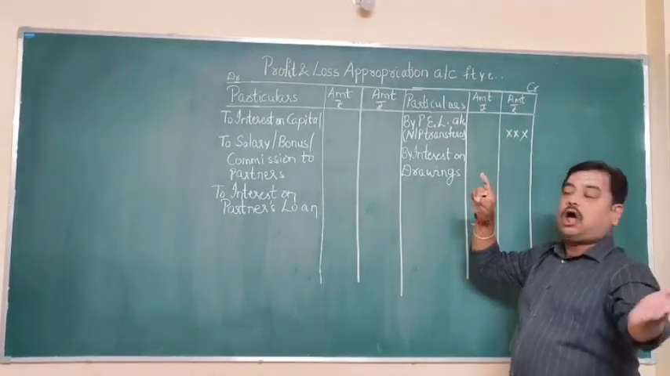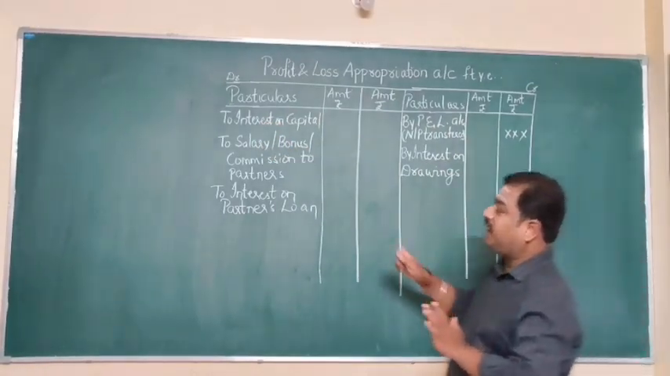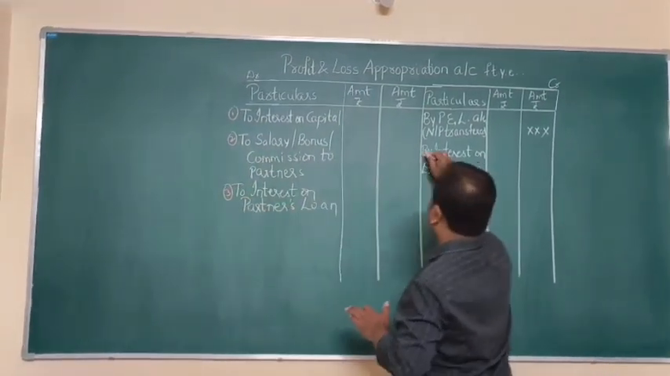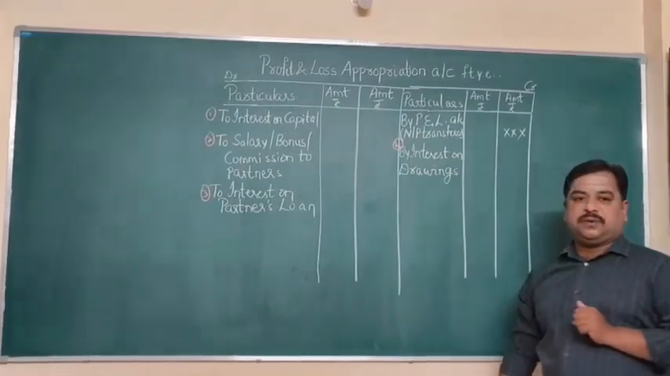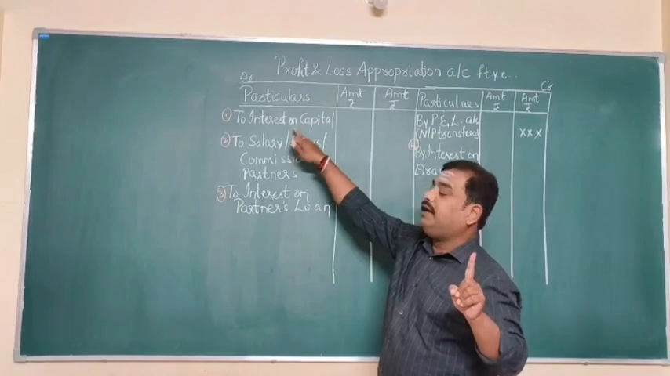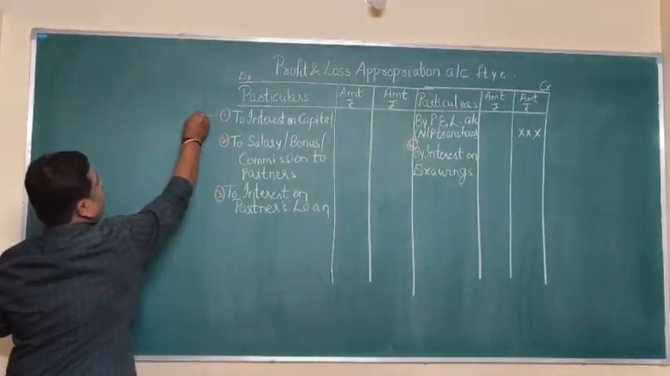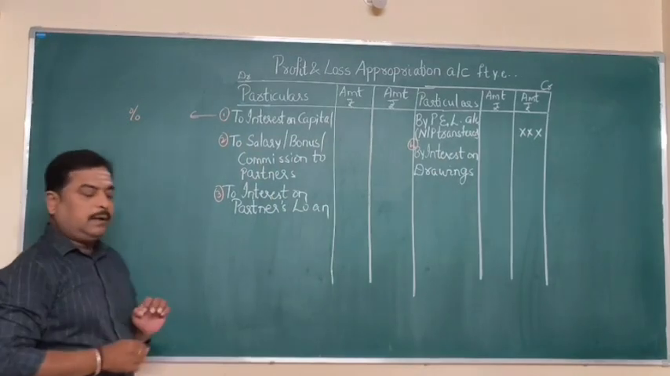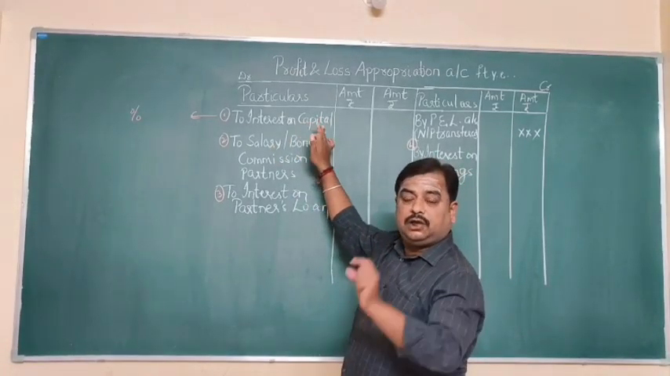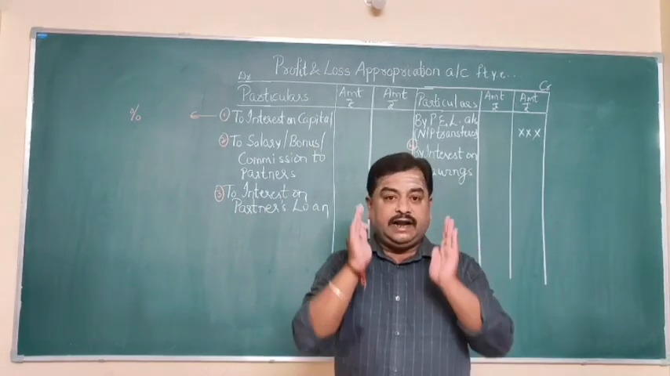In case there is a loss, the entry comes on the debit side. Now see what the adjustments are here. Basically, you may come across a maximum of 4 adjustments. One is interest on capital, that is, interest on partners' capital. Generally, they will give you this in the form of a percentage. You have to calculate this interest on capital using that percentage on the opening capital of the partners, which will be given ready-made in the question.